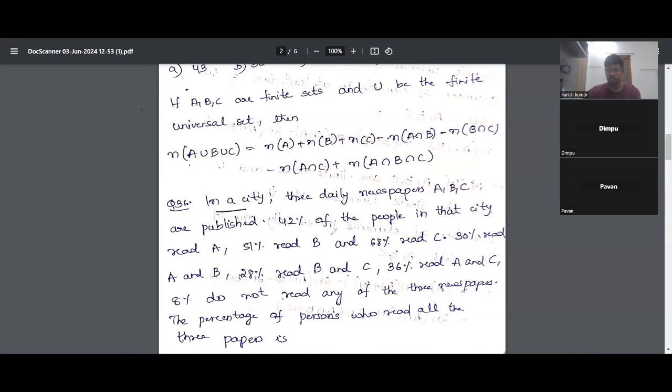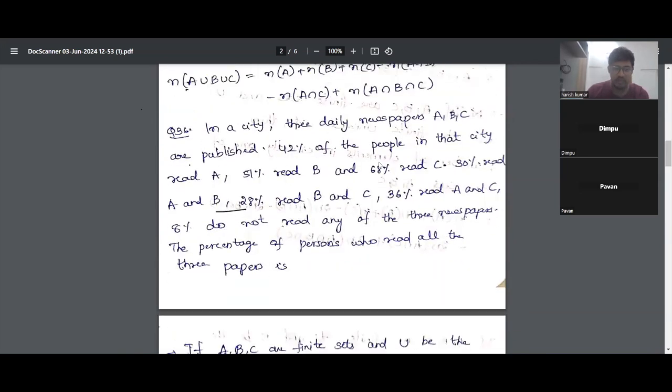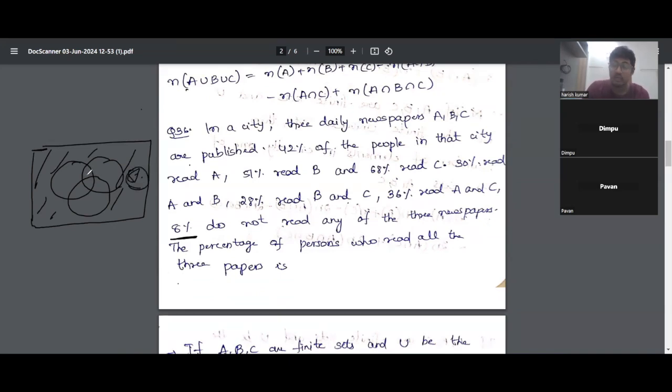Just plugging in the numbers gives the answer, but there is one twist here. What is that twist? It says that 8% of the people do not read any newspaper. So if A, B, C are the newspapers and this is our universal set, how much is outside? 8%. From this, what is A union B union C percent? 92%, right? Because 8% is outside and the total is 100%, so A union B union C will be 92%.